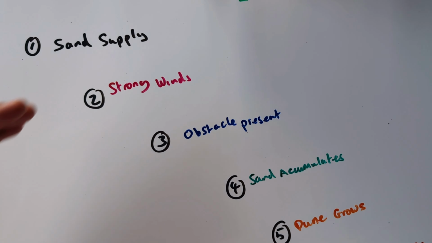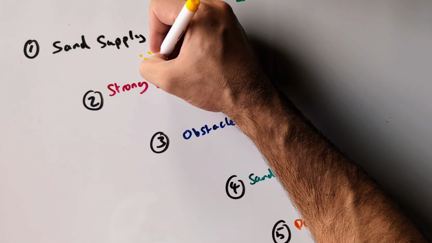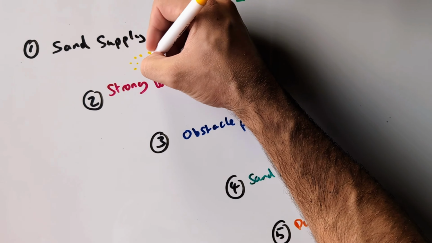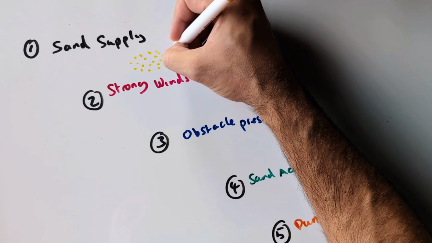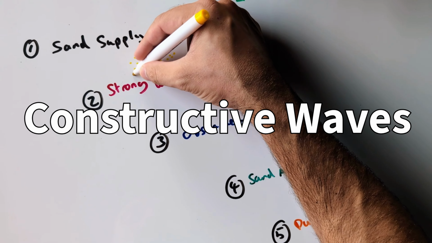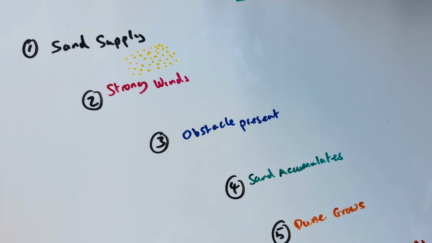Okay, I've broken it down into 6 steps, and then we'll look at the formation of the different types of dunes, because you often need to know the different types of dune, whether they are the mature dune or the embryo dune, etc. Okay, so first of all, we need sand. We need a supply of sand, right? So generally, this is found in areas with constructive waves and with big sandy beaches, okay, where deposition is really taking place.